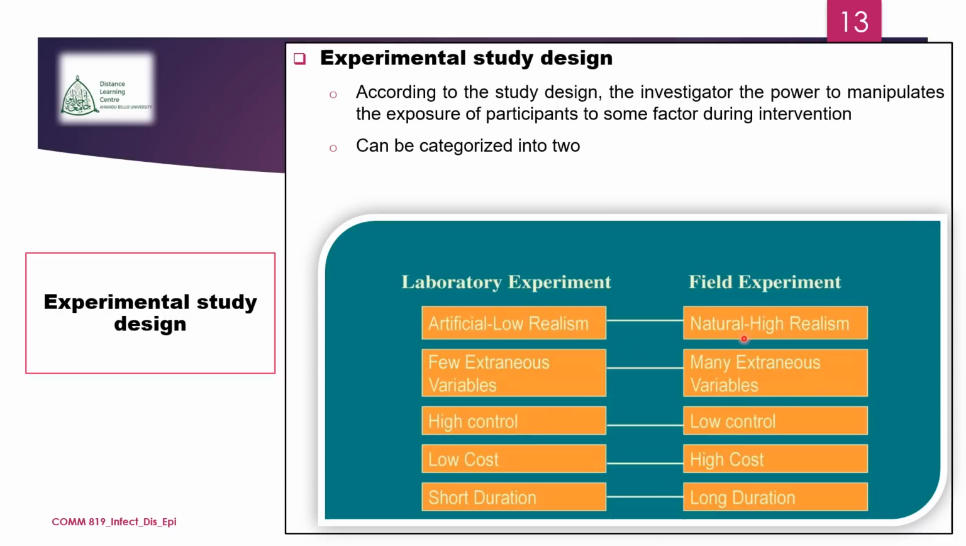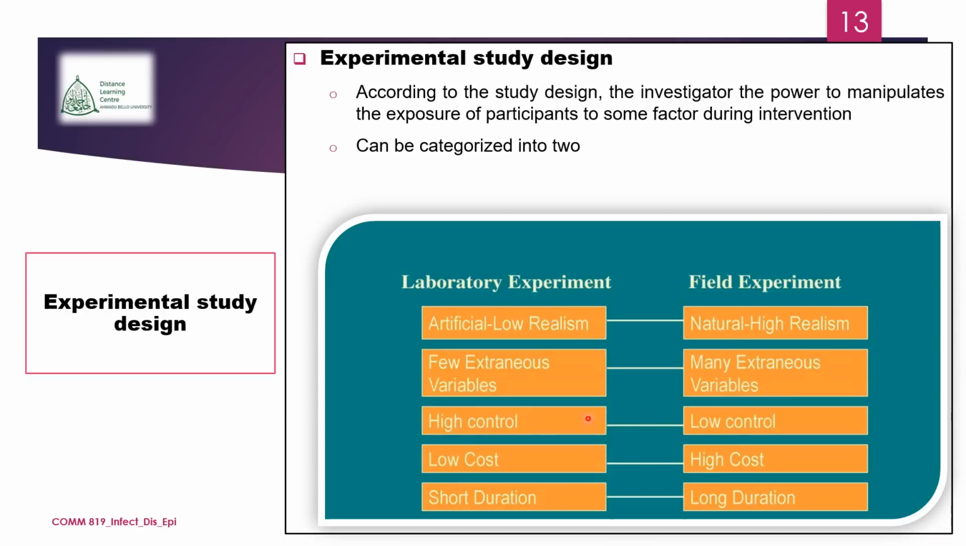Unlike the field experiment, which is more natural. There's high realism. There you have many factors that one cannot control, like temperature, both abiotic and biotic factors. So the field experiment is more natural as compared to the lab, where you need to control everything. Then in the lab, there are few extraneous variables. You collect just a few variables because many variables are controlled, while in the field you collect as many variables as possible.